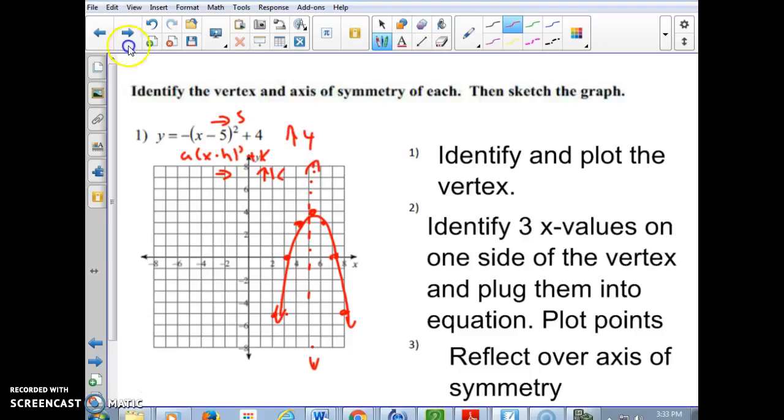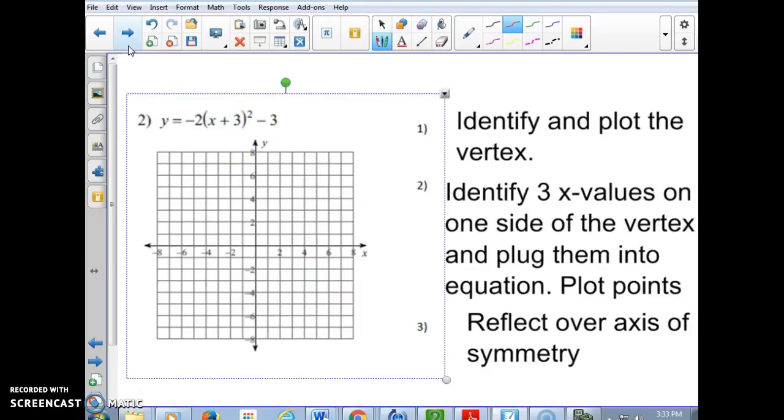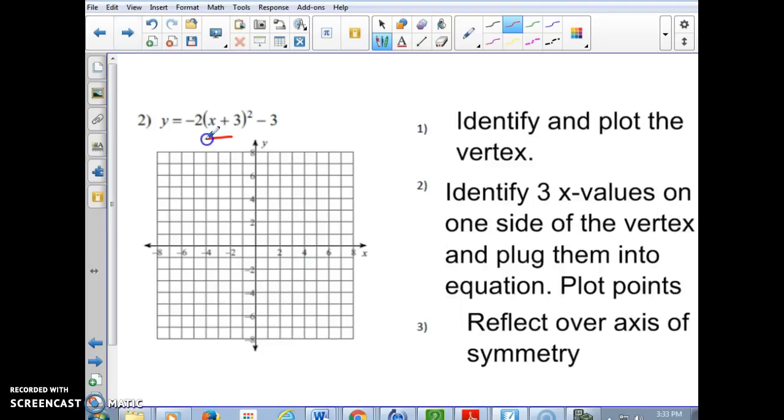The same steps are going to apply. I want to look at negative 2 times x plus 3 squared minus 3. First thing I'm going to do is identify and plot the vertex. The plus 3, if you guys remember what we did in transformations from before, tells me it's going to the left 3, down 3. So I'm going to go to the left 3, down 3. That is my vertex.